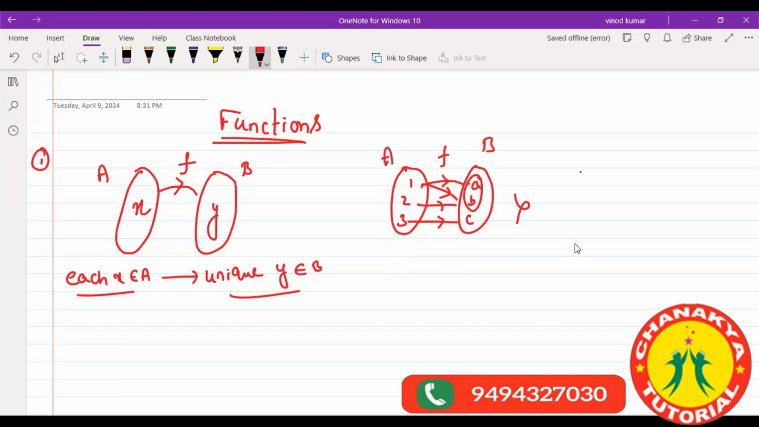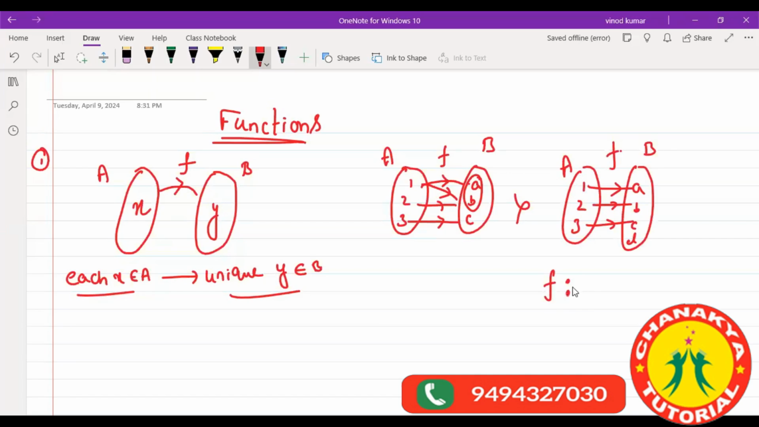So what does that mean? Here 1, 2, 3 and here a, b, c, d, suppose. 1 maps to a, 2 maps to b, 3 maps to c. This is A, this is B, and F maps A to B. This is called a function. This can be written as F maps A to B.